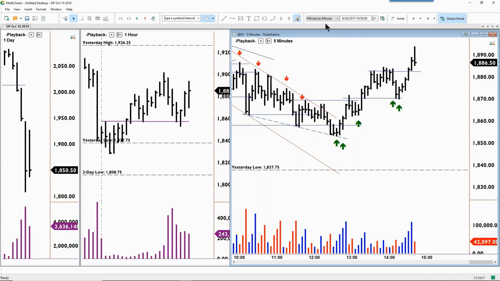Can we draw an uptrend line? Yeah, we can. I'm not a real fan of them, but we can draw them.